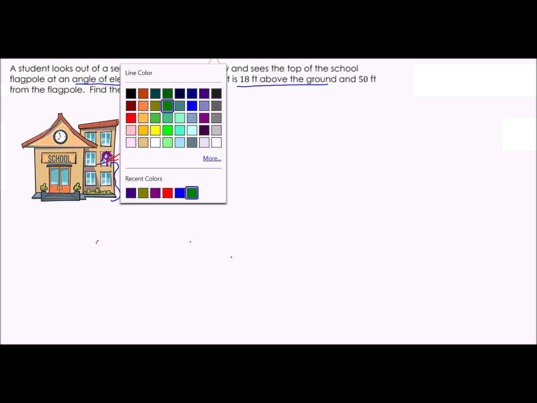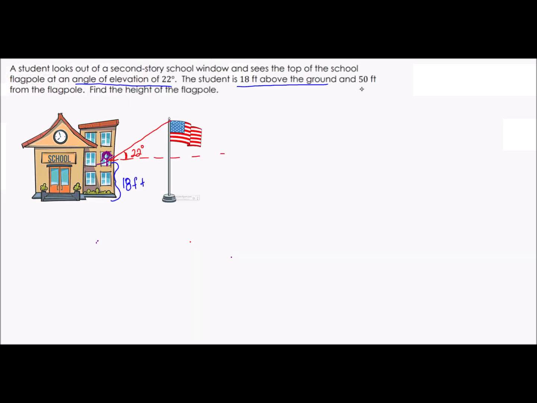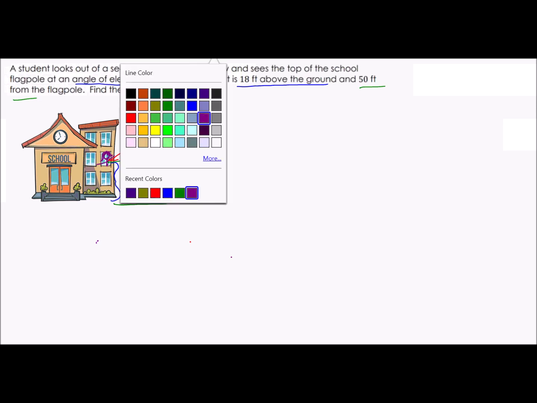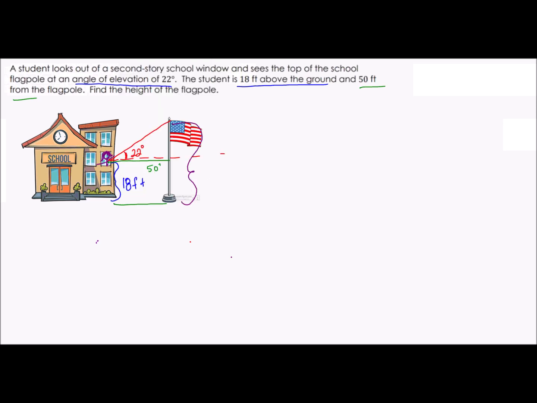Then it also tells us that the student is 50 feet from the flagpole. So this distance from right here to here, or even right here to here, because it's the school, is going to be 50 feet. And we want to find the height of the flagpole, so we're trying to find this guy over here. Okay, now we've got a picture all diagrammed up. Cute little school that I drew by hand myself. Flag that I put the colors in myself.